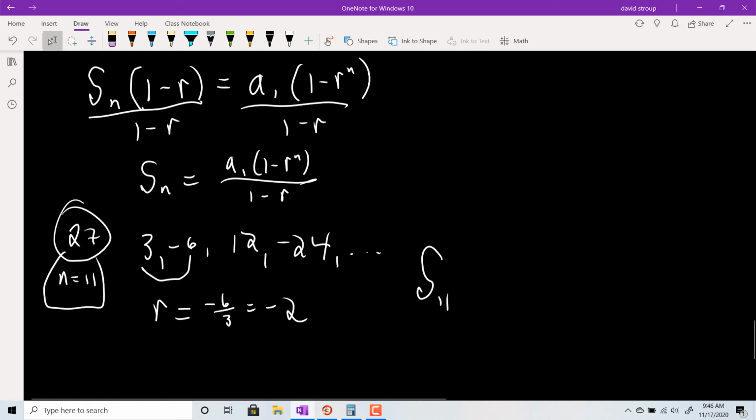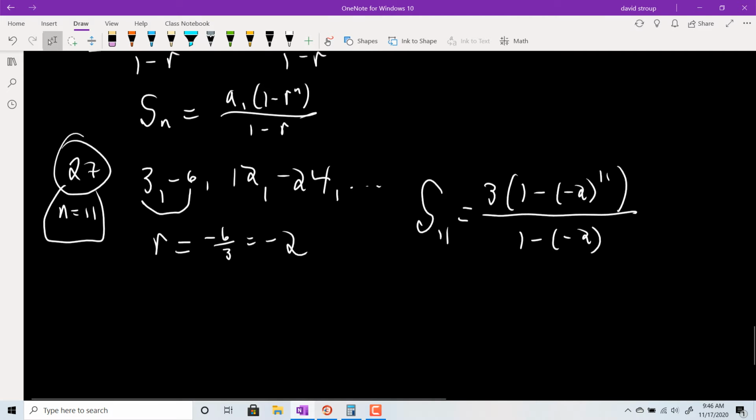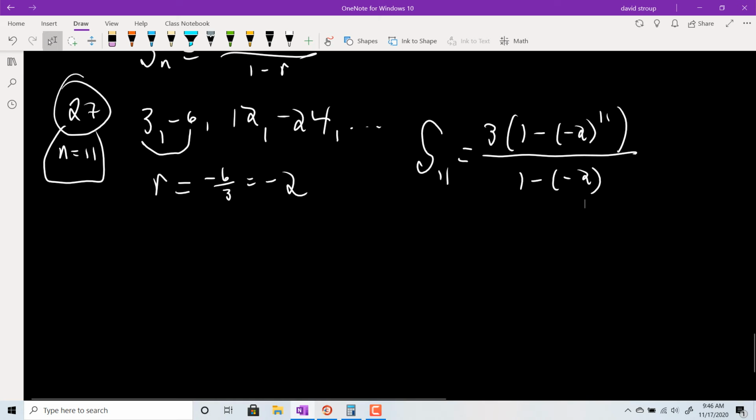And then we just plug it into our formula. So s sub 11 will be 3 times 1 minus negative 2 to the 11th, all over 1 minus negative 2. Okay. Then if you plug that in your calculator, and I suggest you do that to make sure you get the right answer, because there's a lot of negatives and exponents floating around in weird places, you should get 2049.